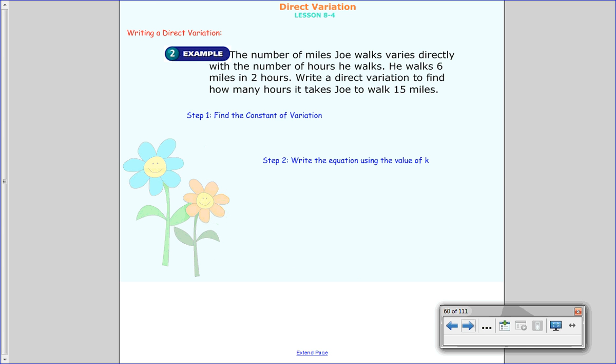Now we get word problems. We're going to write it. The number of miles Joe walks varies directly with the number of hours he walks. He walks 6 miles in 2 hours. Write a direct variation to find how many hours it would take Joe to walk 15 miles.